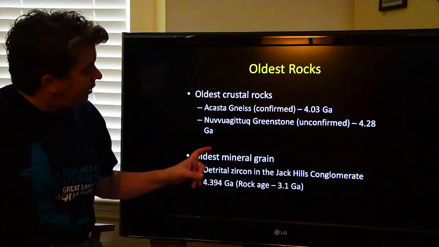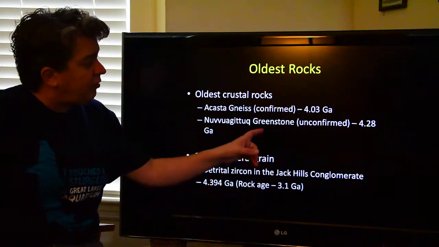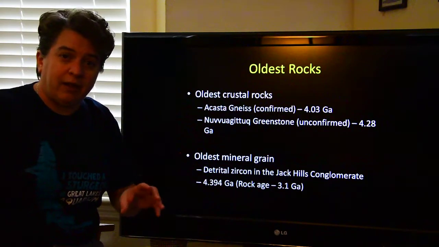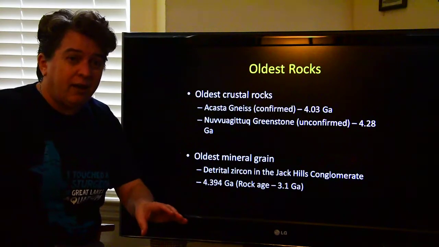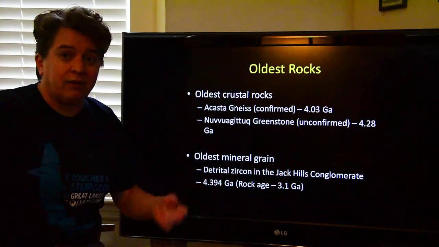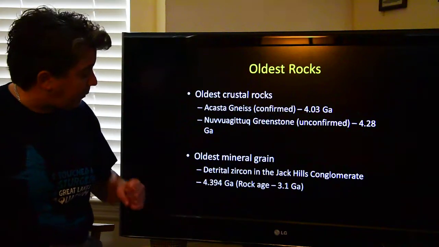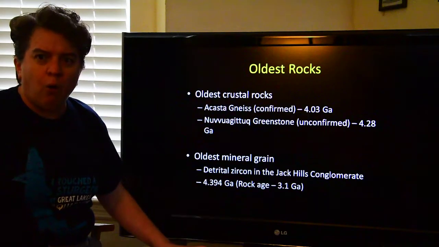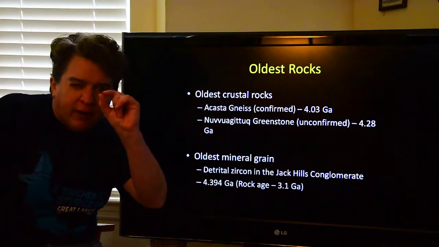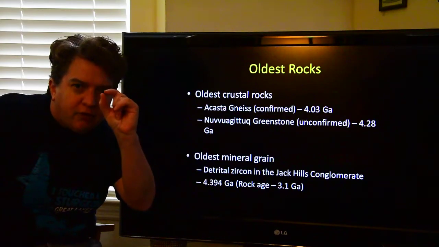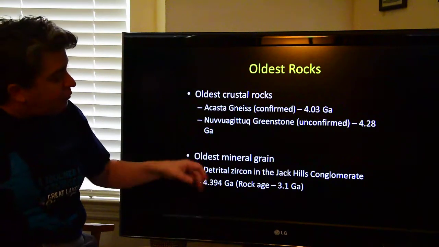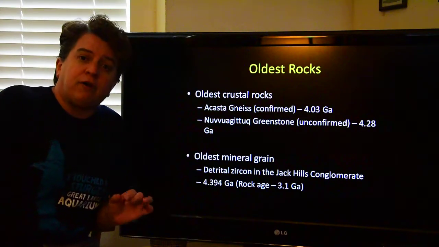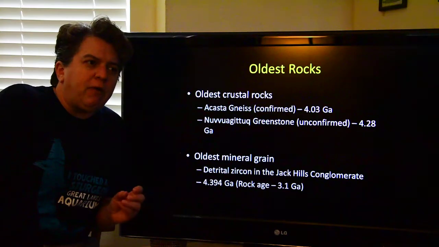We think the Nuvvuagittuq greenstone is as old as 4.28 billion years old. But like I said, that's not for sure yet. Ask me again in a couple of years and I'll see if we know for sure at that point in time. Now those are the oldest actual rocks, rocks that you can pick up and hold. The oldest mineral grain, like the oldest little grain of sand or individual mineral, was found off in the Jack Hills in Australia. And it is a piece of zircon.